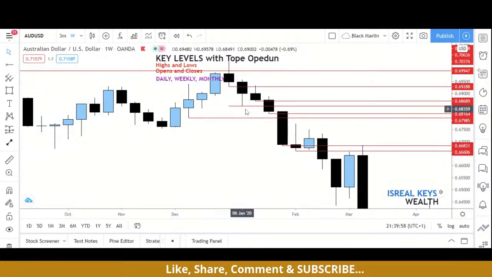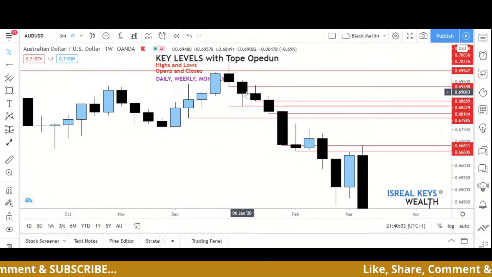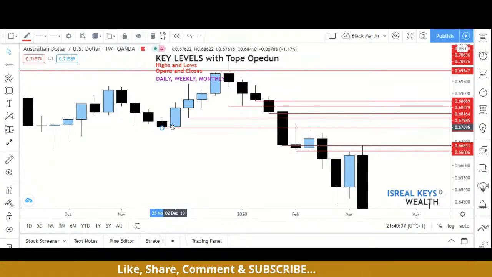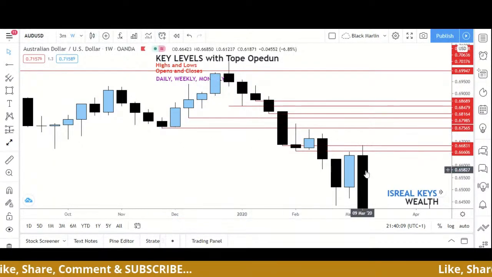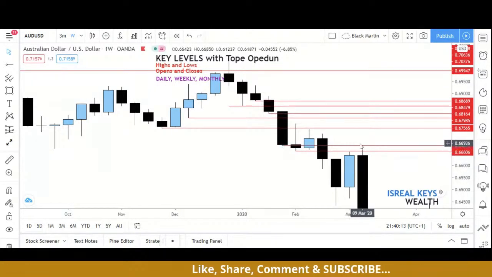I also like it when levels are close to each other. It means it's a stronger confluence, correlation and all that stuff. So now look at this. It came into it nicely and dropped.